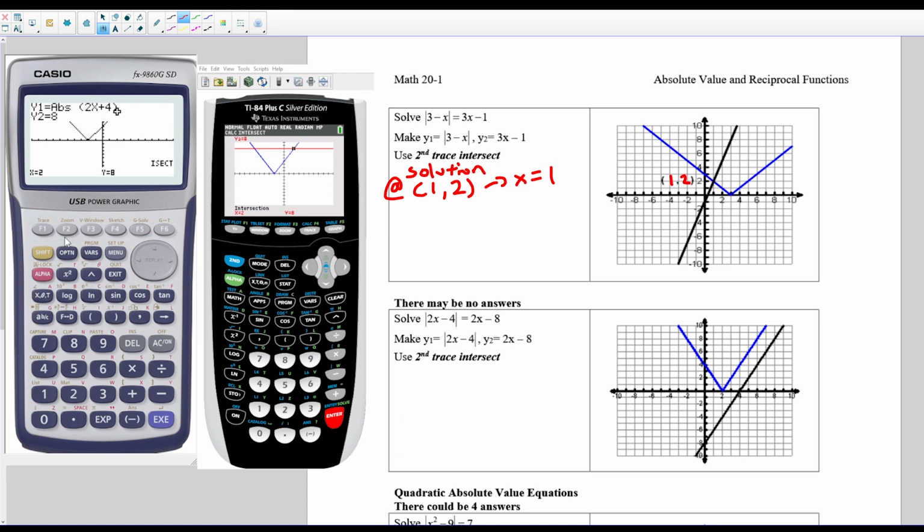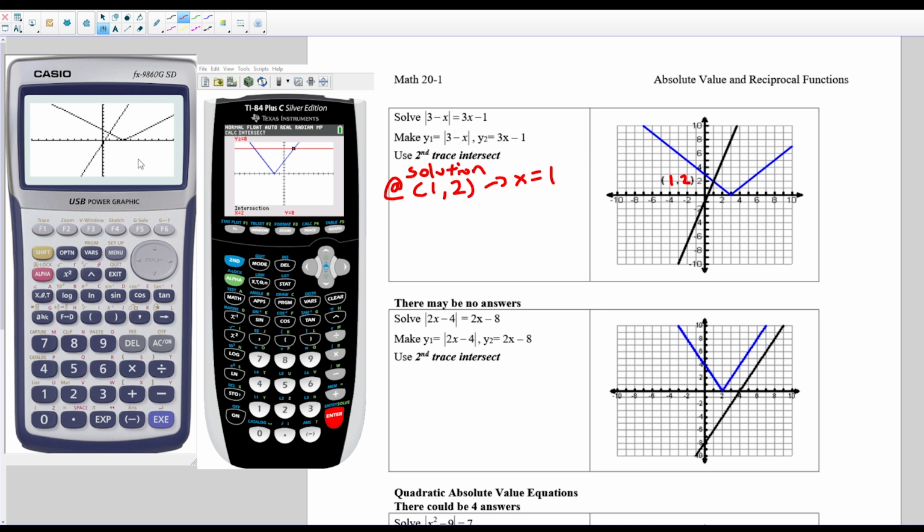So for our examples here, let's start off again with our Casio. I'm going to go back into our functions here. Let's clear everything. Let's get rid of that, and we're going to get rid of this. And we're going to hit option, number, absolute value. And we get 3 minus x on the left-hand side, and then on the right-hand side, we get 3x minus 1.